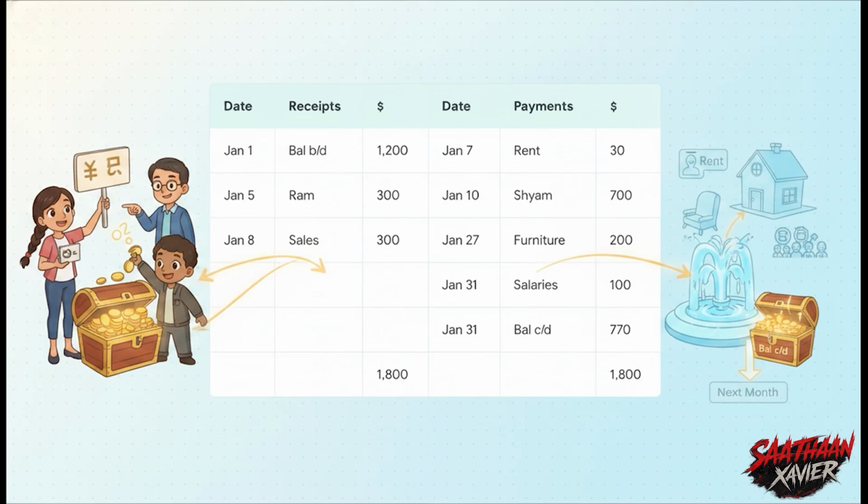Total up the receipt side, which is $1,800, and subtract all those payments. The difference? $770. We write "By balance c/d," for carry down, on the credit side to make both sides balance out perfectly at $1,800. And that $770 just becomes the opening balance for the very next month.